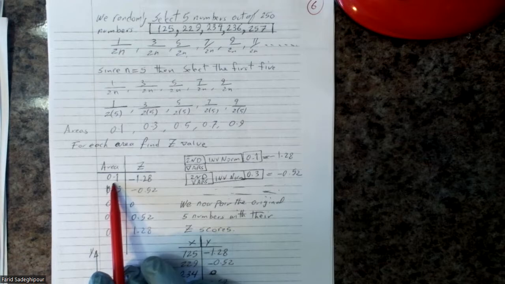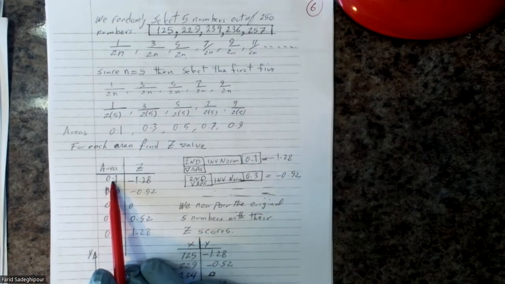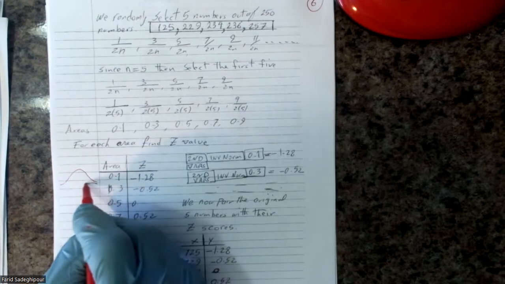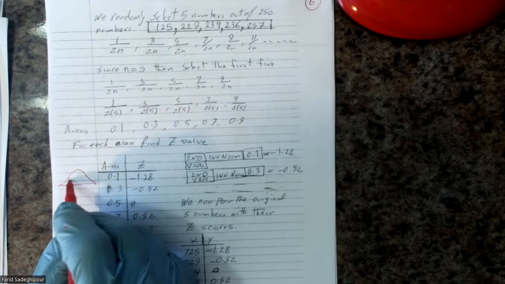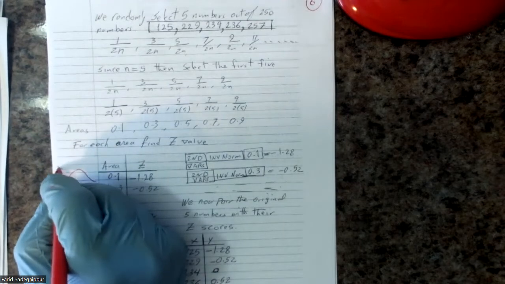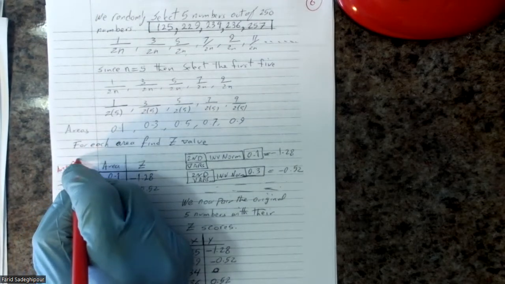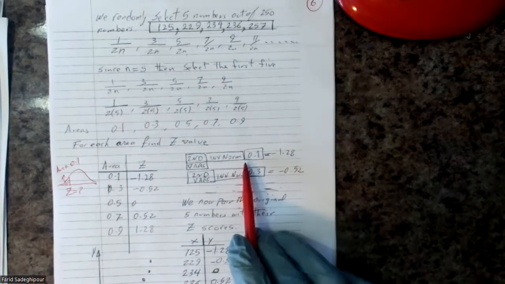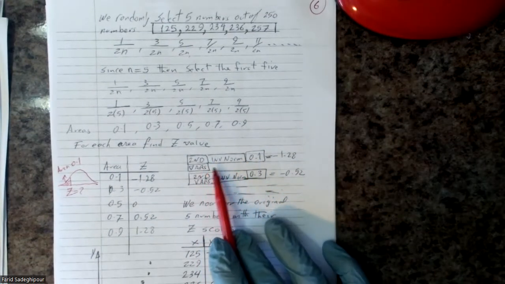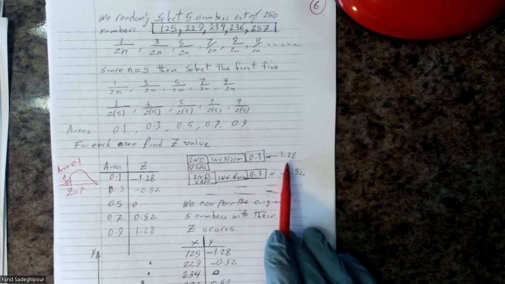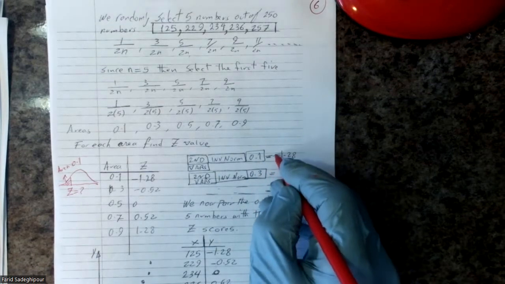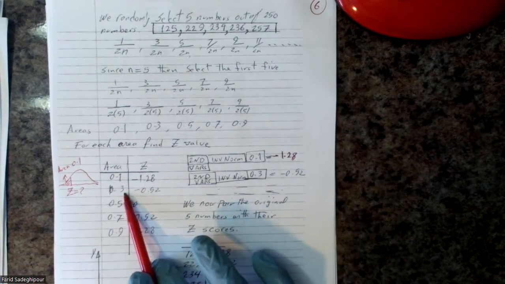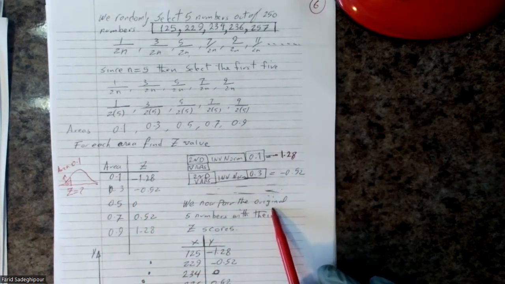What's the z value when the area is 0.1? Like here, if this area is 0.1, what is the z value? You can use the calculator. Second vars, invNorm, 0.1. The calculator gives you the number, minus 1.28. You can also calculate for 0.3, 0.5, 0.7, 0.9.